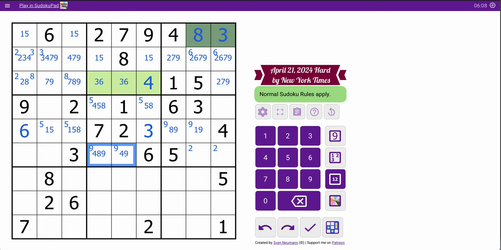I've got 2, 3, 4, 6, 9. Oh, look. 7's one of those two. I need 1, 5, 7, 8. Well, this is 1 or 7. It can't be 5, 8. That's anything, though.